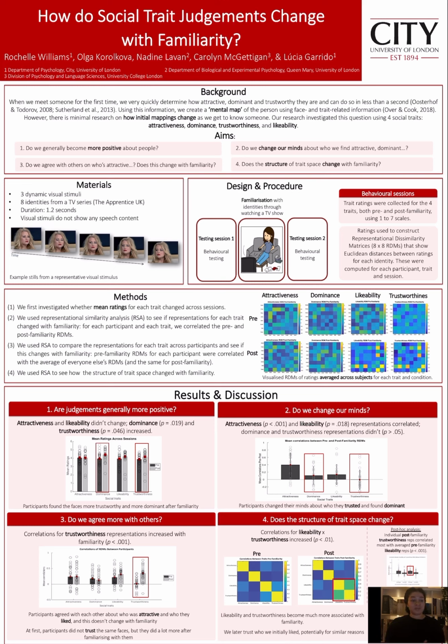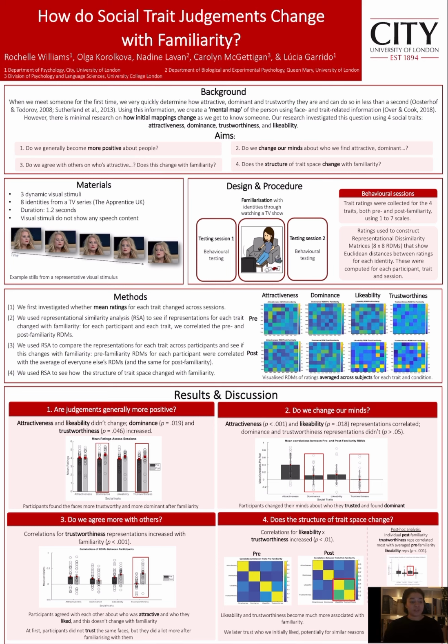From our own experience, we know that when we meet someone for the first time, we can quickly weigh up a person's character and decide whether we trust them, like them, or find them attractive. Research shows that we create a mental map of the person using information extracted from their face. However, there's minimal research on how these initial maps change as we get to know them.